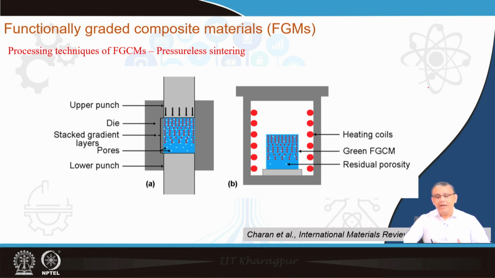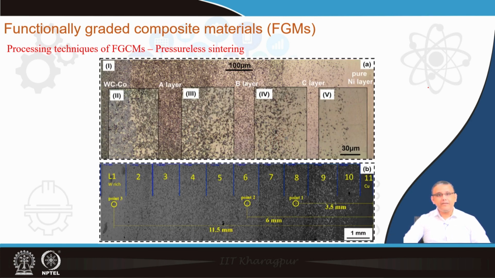At the same time, because we are not applying any external pressure, the pressureless sintered components typically also have a much higher amount of porosity, which can also reduce the mechanical properties. So, typical examples of microstructures of samples fabricated using pressureless sintering are shown over here. The top diagram is an FGM with tungsten carbide cobalt on one side and nickel on the other side.